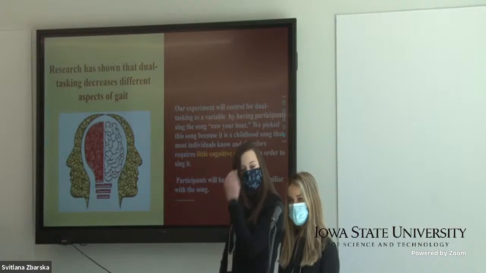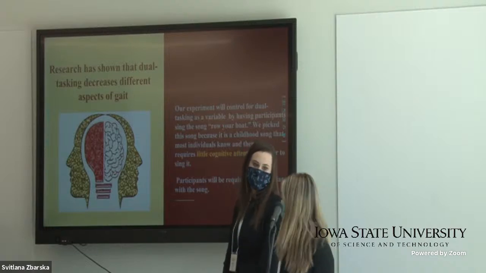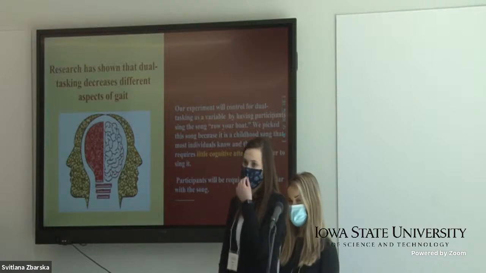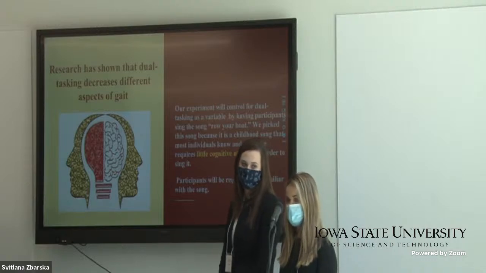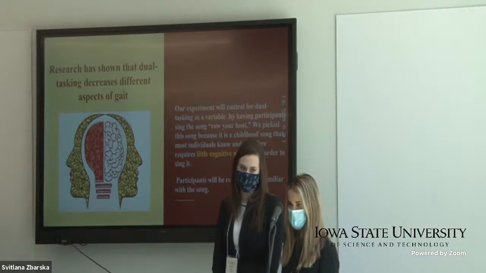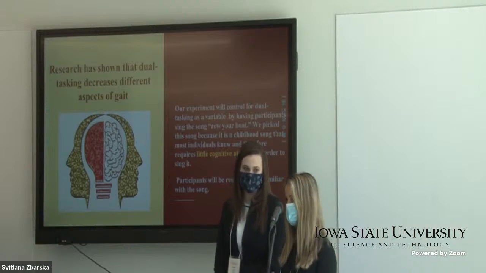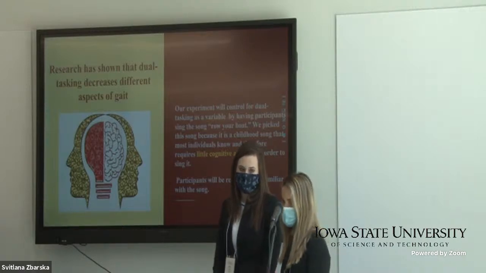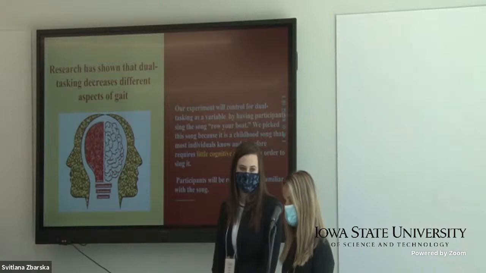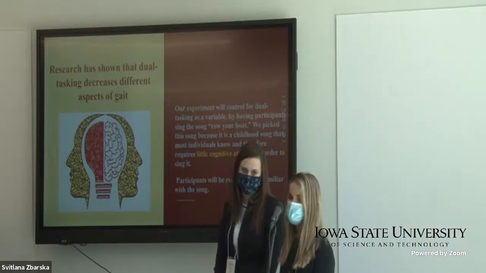Research has shown that dual tasking does decrease many spatial temporal aspects of gait, so for the purpose of this study, we're going to control for that by having a participant sing a childhood nursery rhyme that they should be familiar with. That's why it's part of the inclusion criteria. That way they don't have to put a lot of cognitive attention towards getting the rhythm of the song right, knowing the words, and they can devote all of that attention to the walking tasks in the study.